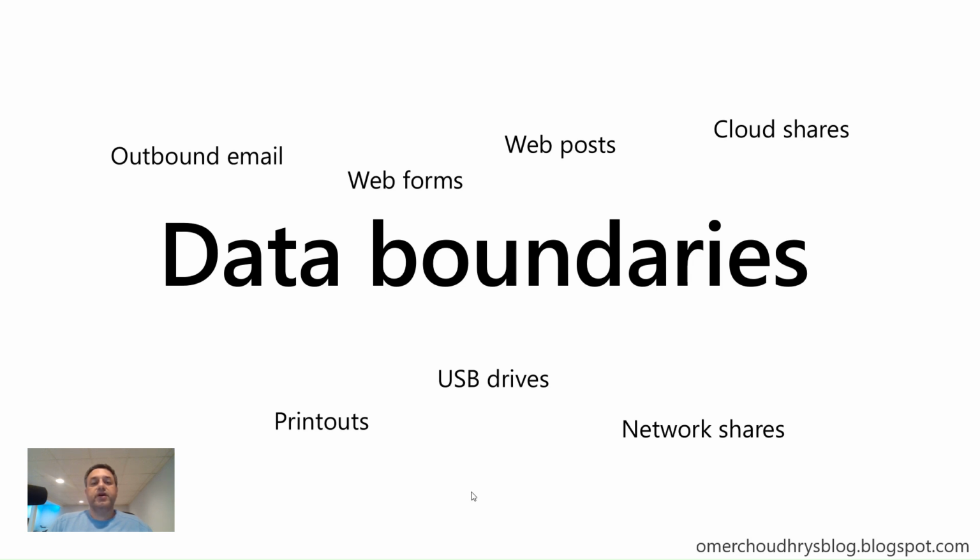If email is going outside the organization, that means it is crossing the organization's boundary and going outside. Similar is the case with web posts and web forms. Then there are cloud shares. If the organization is using their own cloud share, or they have their own tenant and data is stored onto the cloud, of course, this is remaining within the boundary of that organization.